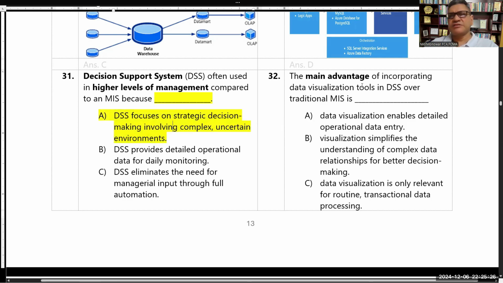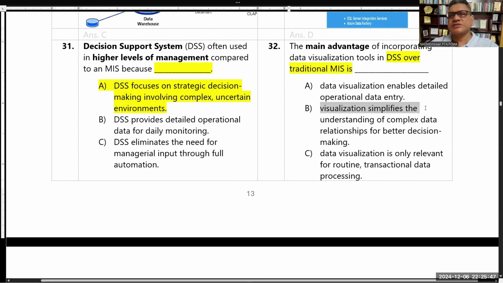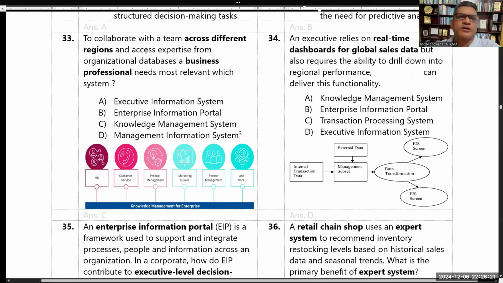The main advantage of incorporating data visualization tools in decision support systems over traditional MIS is that visualization simplifies the understanding of complex data relationships for better decision making. Answer B. To collaborate with teams across different regions and access expertise from the organizational database, the business professional needs most relevant which system. So here the most relevant system is the knowledge management system.